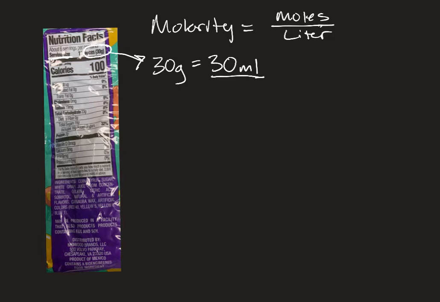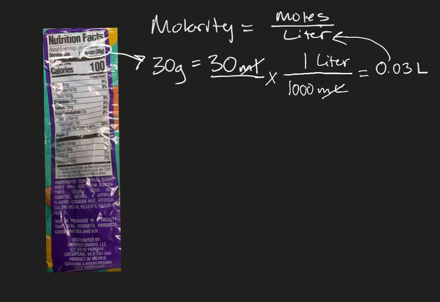So we need to have this in liters, though. There are 1,000 milliliters in 1 liter. And so if we multiply by that conversion, it'll cancel out our milliliters, and that'll give us our liters. So that's going to be 0.03 liters.